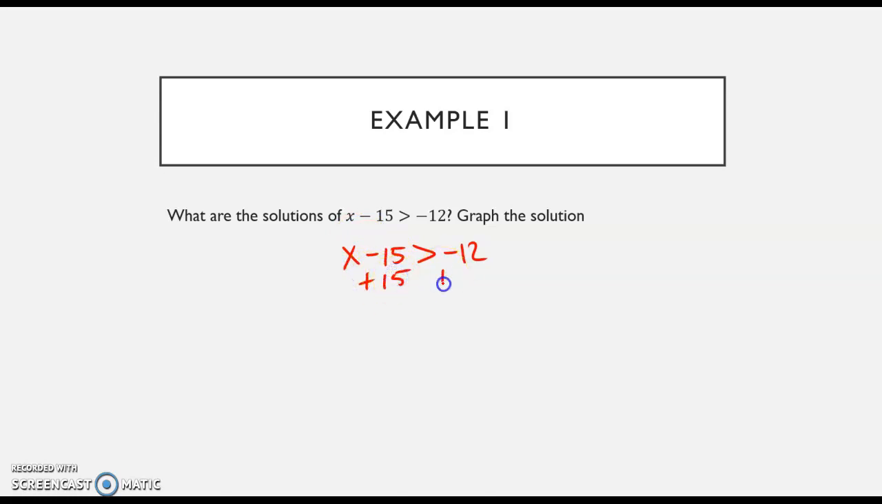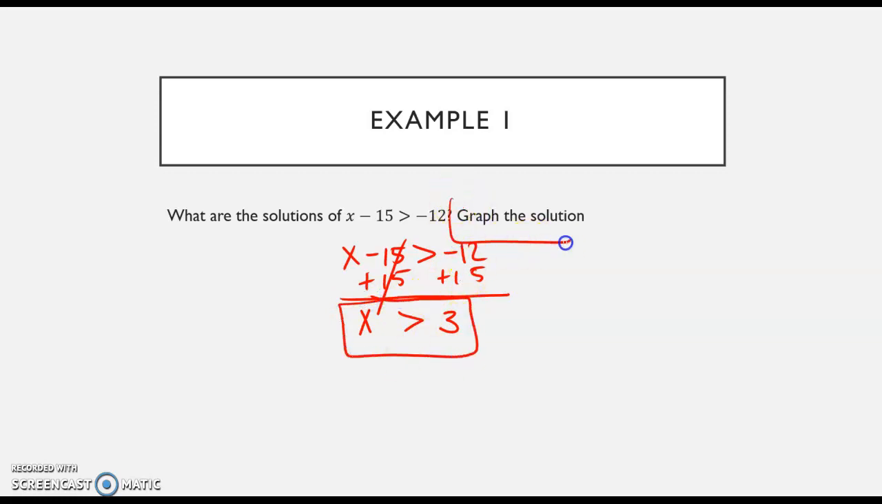All right, so I'm going to add 15 to both sides. Again, that's because this makes this 0. Negative 15 plus 15 is 0. So I'm left with x is greater than, and then negative 12 plus 15. They are different signs, so I'm actually going to subtract. And 15 minus 12 is 3. And since the 15 is bigger, it's positive. So that's my answer. I have now solved the inequality.